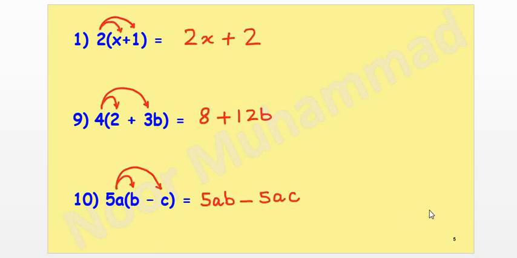So here are all the answers. I will explain only number 10. Here we have 5a to be multiplied with b. So 5 times a times b will become 5ab. Then we have this negative sign here, and here we have positive 5. So positive and negative will remain negative, and 5ac.